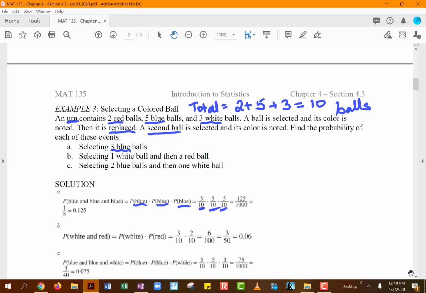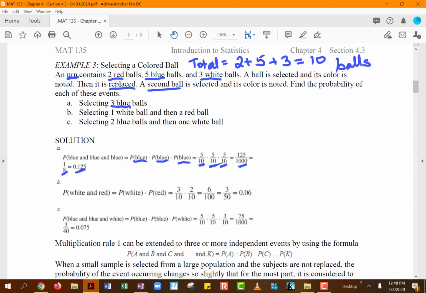Because we're wanting to know what's the probability of selecting 3 blue balls. So multiply all 3 of those probabilities together, you get 125 over 1,000, or you can reduce it as 1/8, which is 0.125 as our probability, okay? So again, remember the key thing here is once we take a ball out and note its color, we put it back in to our urn, and that's what makes these independent events, okay?